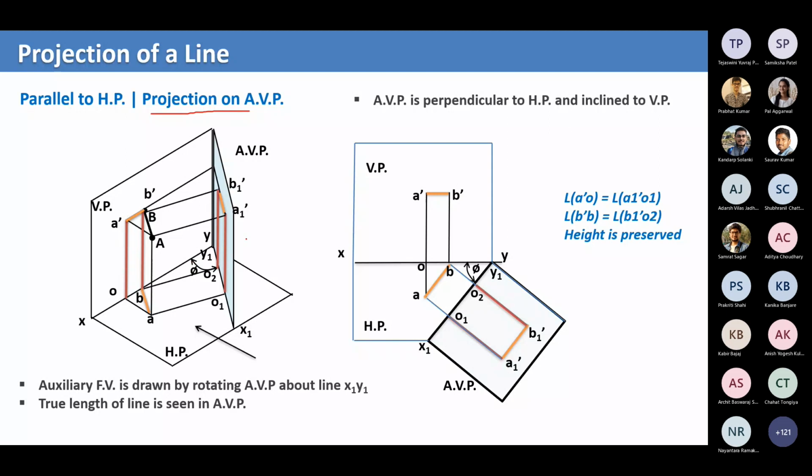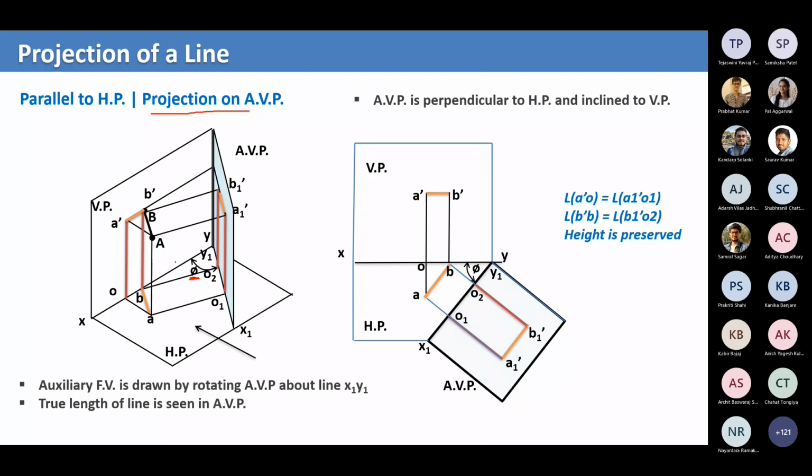Now we will see how this line AB is projected onto an auxiliary vertical plane. We have an angle phi with which the auxiliary vertical plane is set, so this angle will be given. Depending on that, we have to get the auxiliary projection of the line.